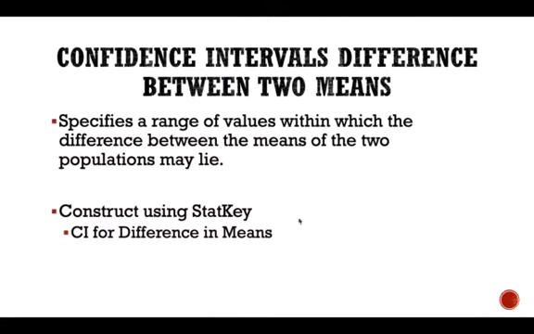Okay. So we get the idea now for confidence intervals for a single mean. Now let's look at the example of confidence intervals for the difference between two means. So I'm going to look for the difference in two mean values between two populations, population mean 1 and population mean 2. We're going to be using StatKey in order to do this again.